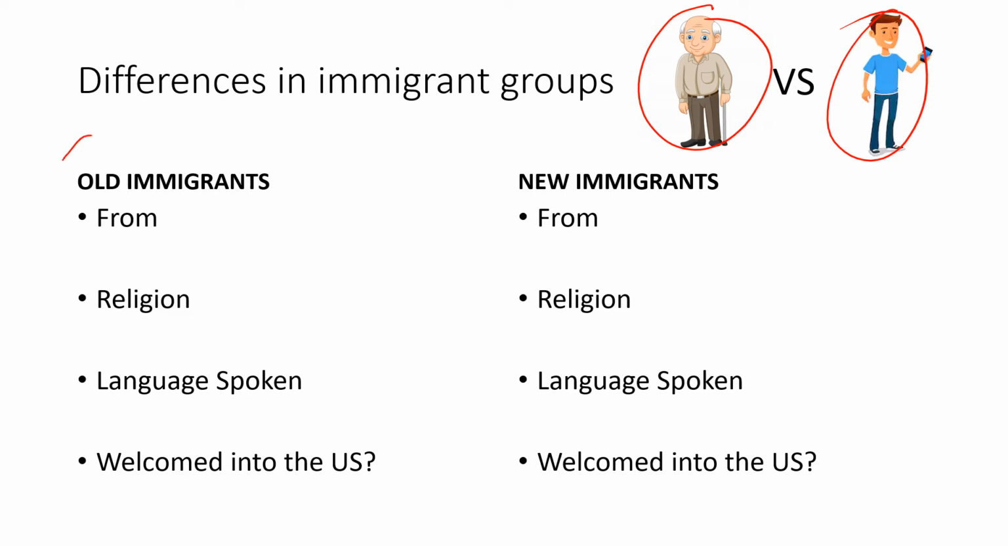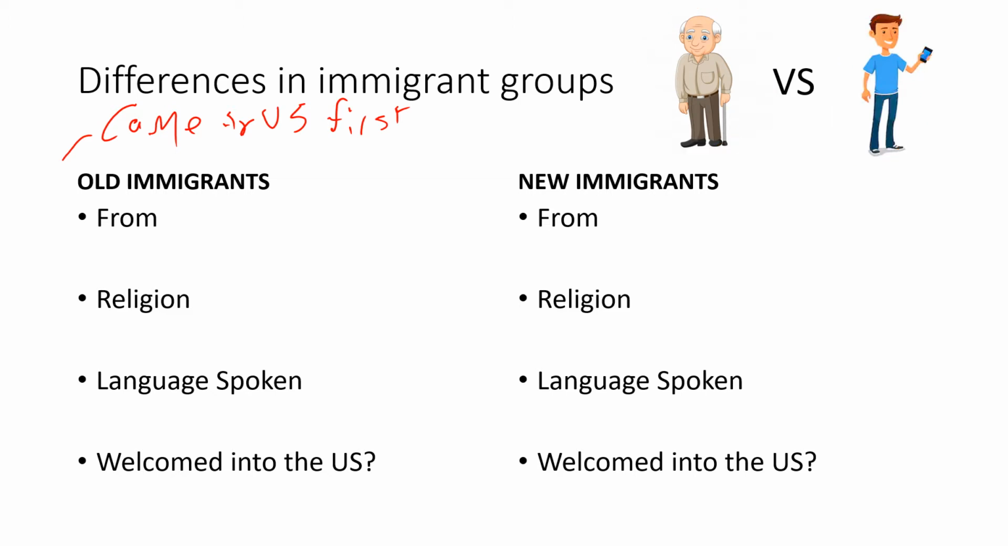Obviously, the old immigrants came to the U.S. first, and the new immigrants came after the old immigrants. Okay, so it's not referring to old people and young people. It's just what they're called based on who got here first. So let's go into these. Let's go through old immigrants first.